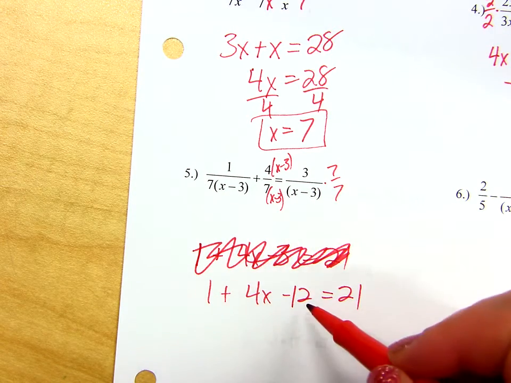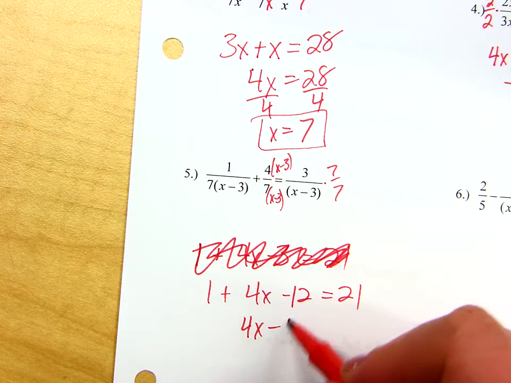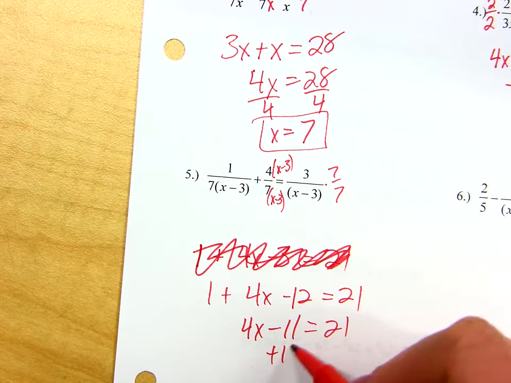Now I can solve. 1 and negative 12 is a negative 11. Add the 11 over.